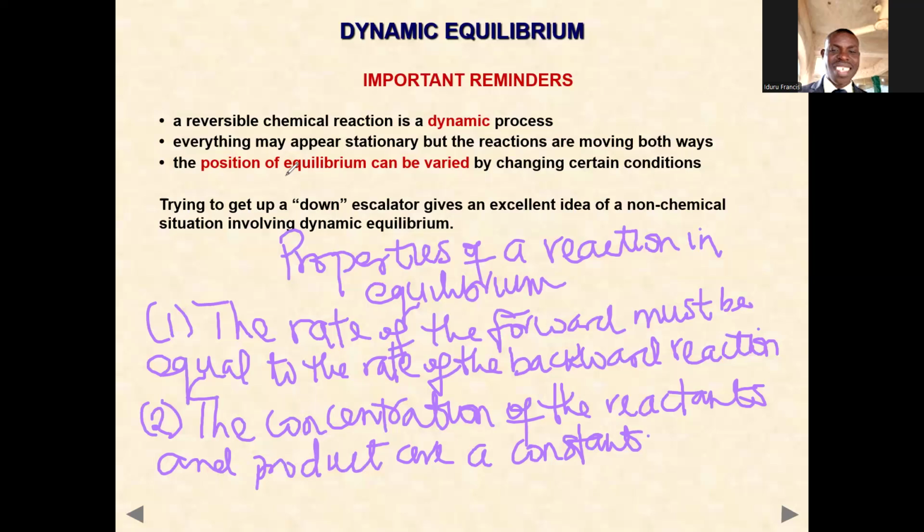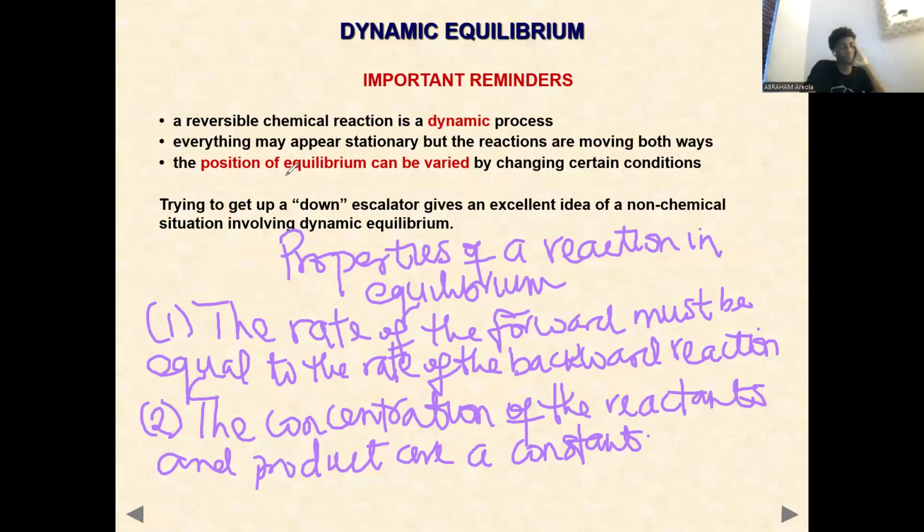Because if I mention the language now, for example, if I tell you that number 3 is the microscopic property, I will have to explain what microscopic property of a reaction is, and the language is higher. But this one is your easy language, which you can really understand: the rate of the forward reaction must be equal to the rate of backward reaction, and also the concentration of the reactant and product is constant. So those are the two major criteria for a system that is at equilibrium.